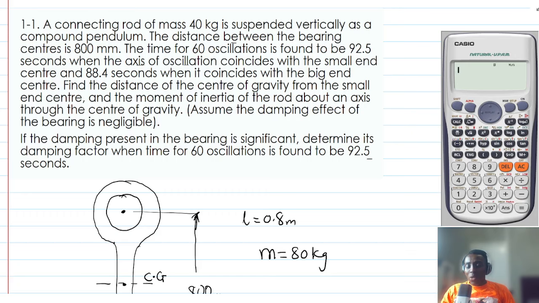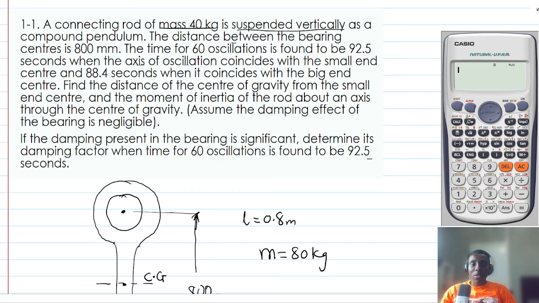So in this video I want to solve this question with you. This question is about vibration of a connecting rod which is behaving like a compound pendulum. Okay, let's go ahead and solve the question. So we've got a connecting rod with a mass of 40 kg, and it is suspended vertically as a compound pendulum.